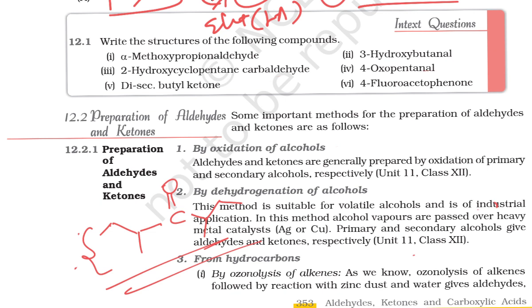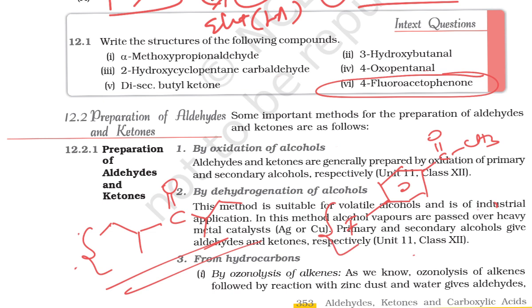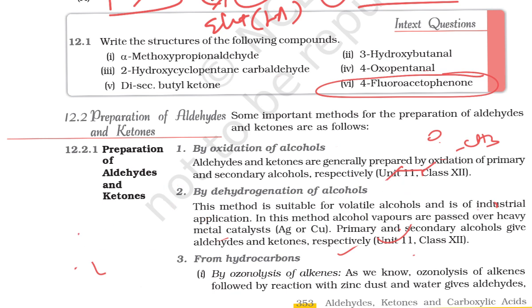Then we go for 4-fluoroacetophenone. First we should write the acetophenone. This is the phenone, and this is acetophenone. In that, at the fourth position, fluorine is there. Clear? This is the sixth compound. Next we go for the preparation of aldehydes and ketones.